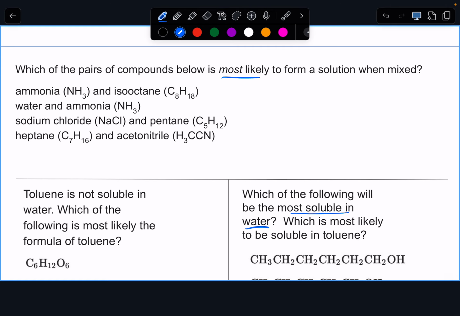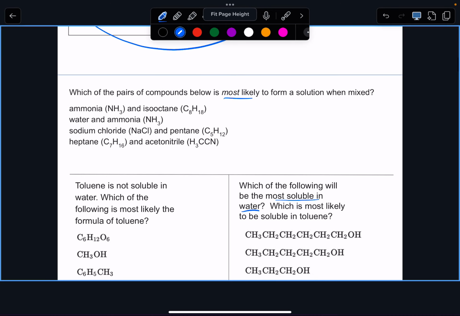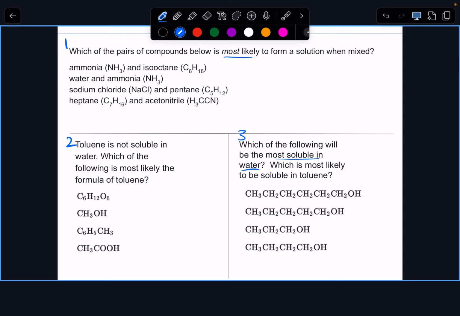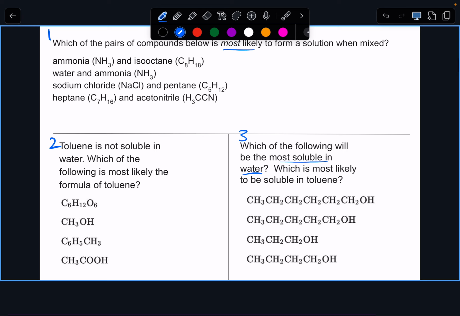Okay, so let's practice this. The like dissolves like. I want you to go ahead and answer question 1 and 2 and at least give some thought to question 3. Talk through it with your neighbor, and then we will discuss it together. Remembering that this whole time you're looking at polarity.